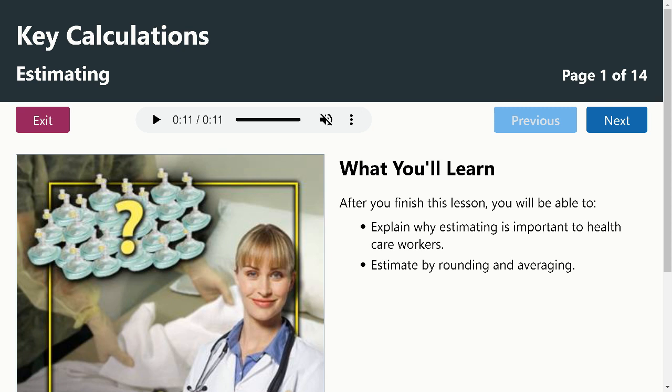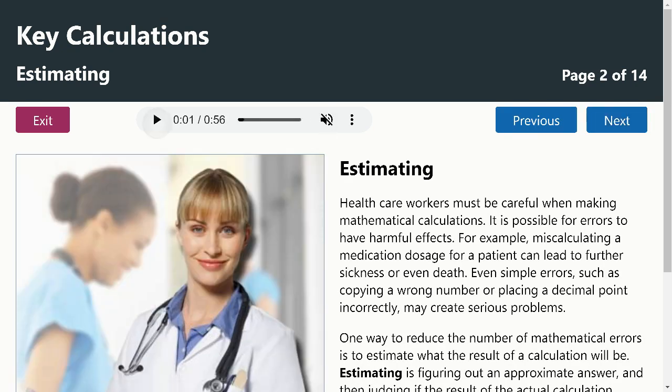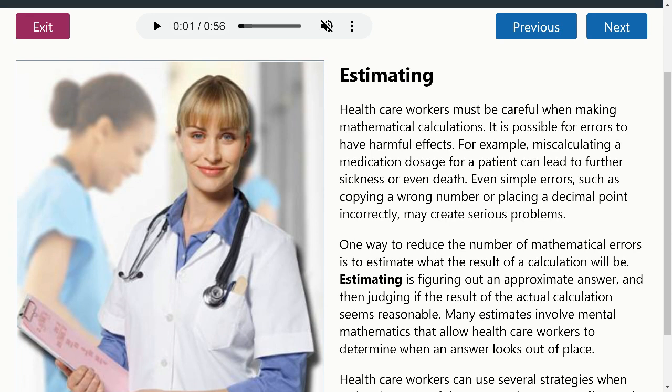Thank you so much. Alright, our objectives for this part are to explain why estimating is important to healthcare workers and to estimate by rounding and averaging. Healthcare workers must be careful when making mathematical calculations. It's possible for errors to have harmful effects. For example, miscalculating a medication dosage for a patient can lead to further sickness or even death. Even simple errors such as copying a wrong number or placing a decimal point incorrectly may create serious problems.